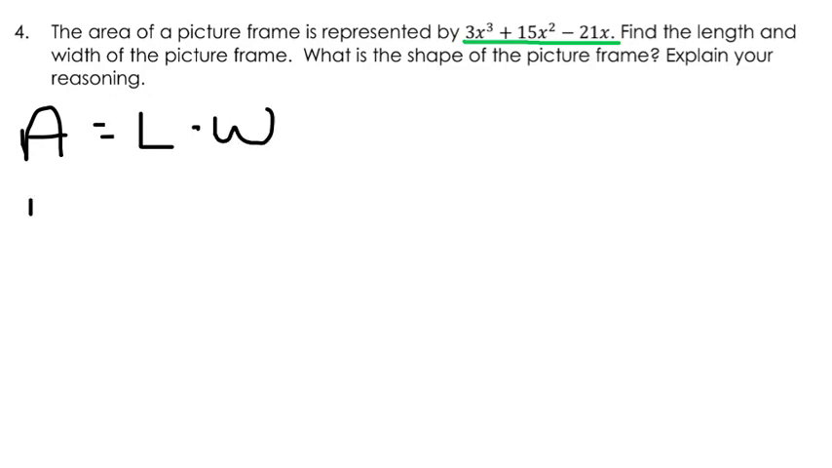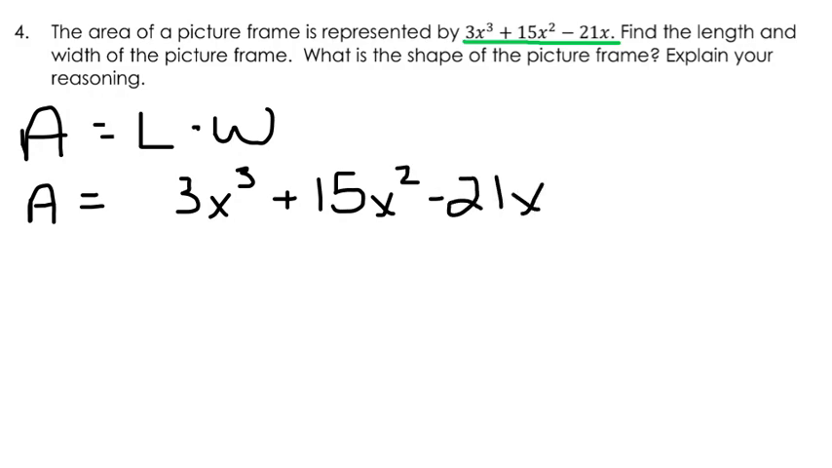Since I already know that they gave me the area, which is 3x cubed plus 15x squared minus 21x, I should be able to break this up into its 2 separate factors. So all we're doing is we're trying to factor this term that they gave us into its length and into its width. In order to do that, the first thing that I notice is that I can pull a GCF out of all 3 of these terms.